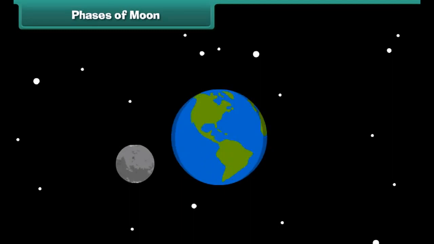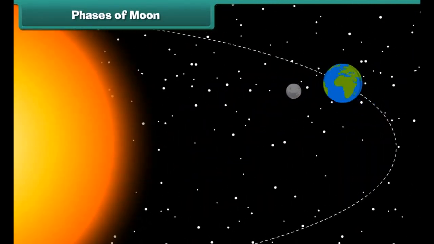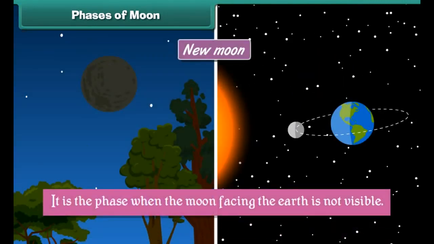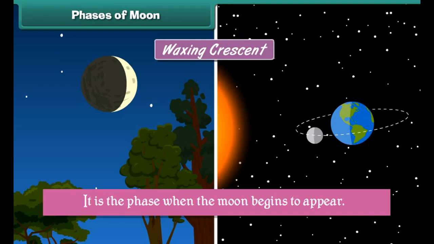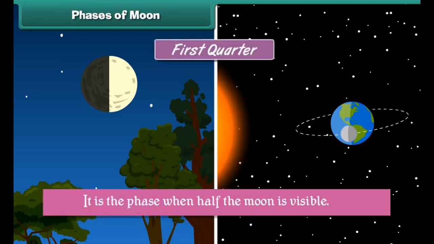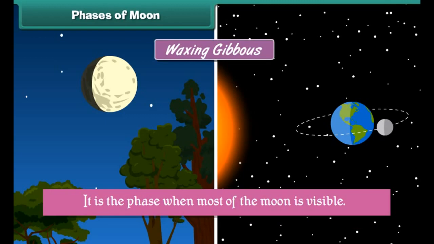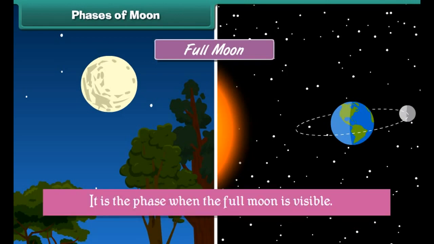Moon's revolution around the Earth and Earth's revolution around the Sun cause the following phases of Moon. New Moon. It is the phase when the Moon facing the Earth is not visible. Waxing crescent. It is the phase when the Moon begins to appear. First quarter. It is the phase when half the Moon is visible. Waxing gibbous. It is the phase when most of the Moon is visible. Full Moon. It is the phase when the full Moon is visible.